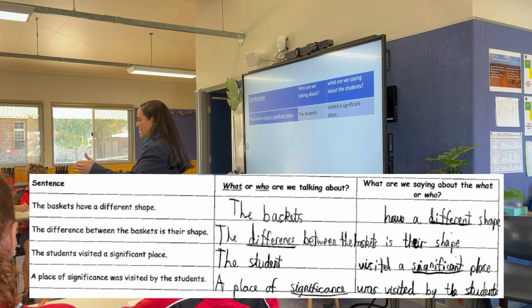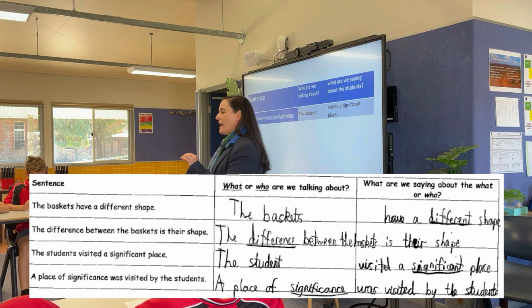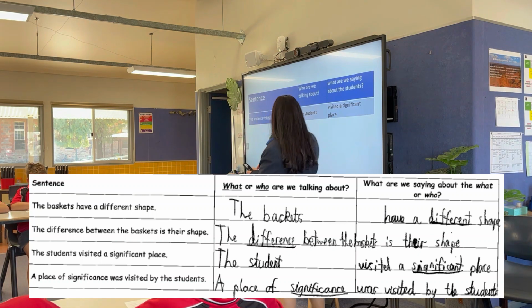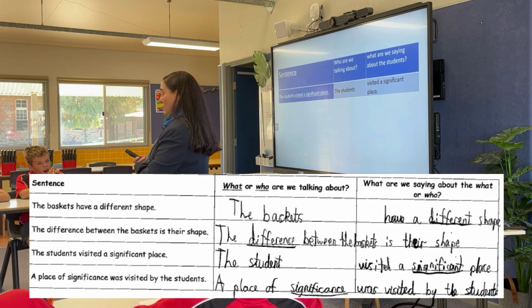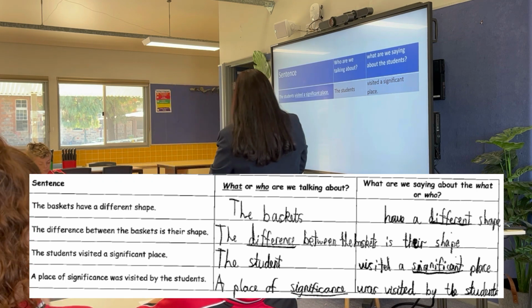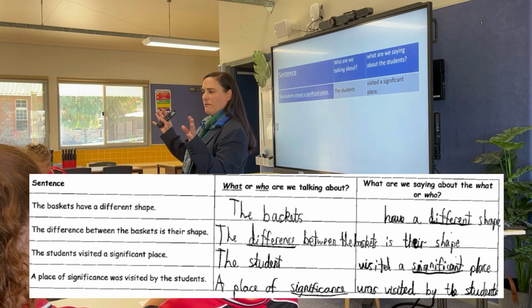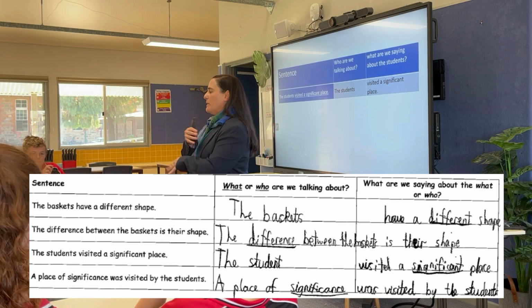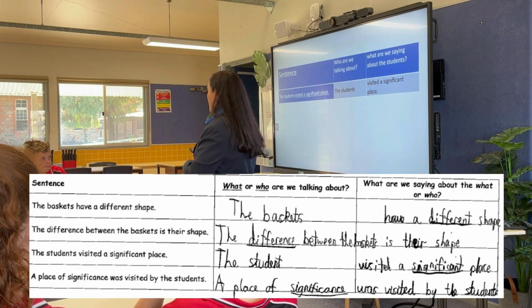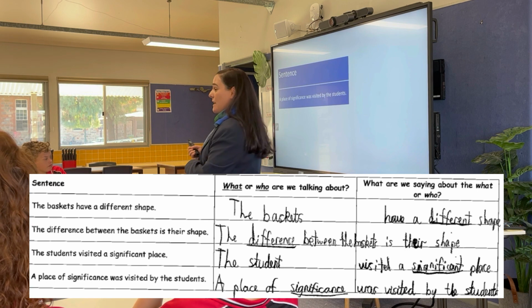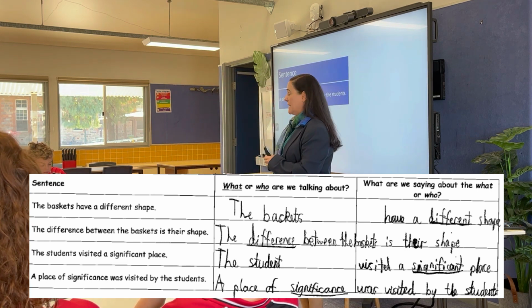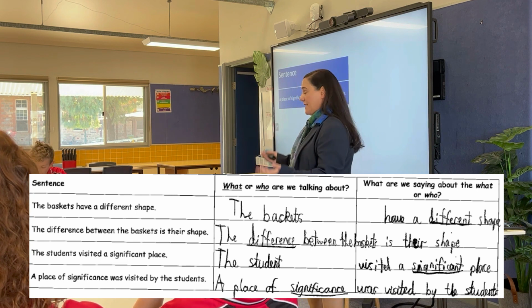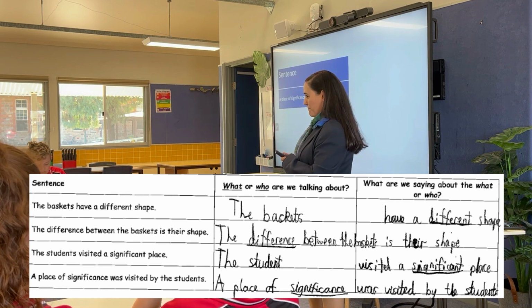So finish your sentence. Underline the word significant. Significant. And that's our adjective. We'll talk about that soon. Now I can say something very similar, but I'm going to switch my sentence around and I'm going to have it this way now. Read this sentence with me together. A place of significance was visited by the students.